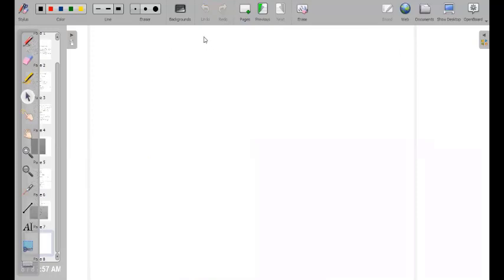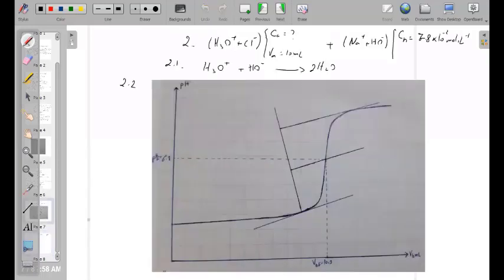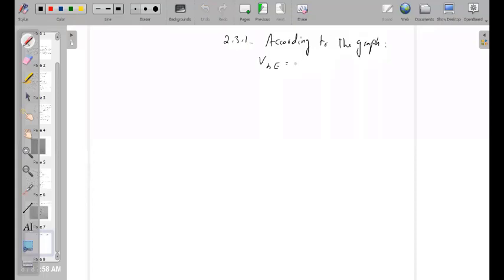2.1 According to the graph, VBE equal 10.9 and pHE equal 6.8.